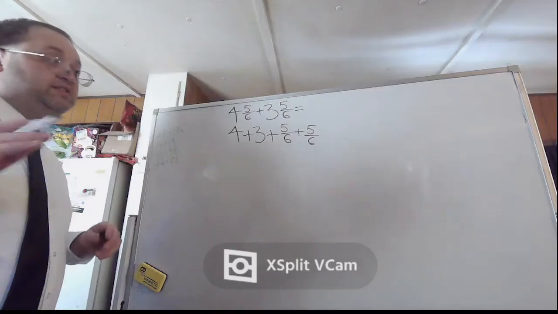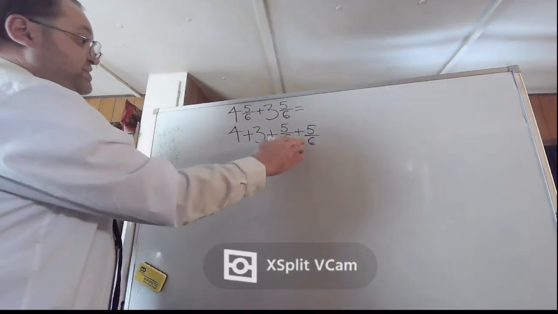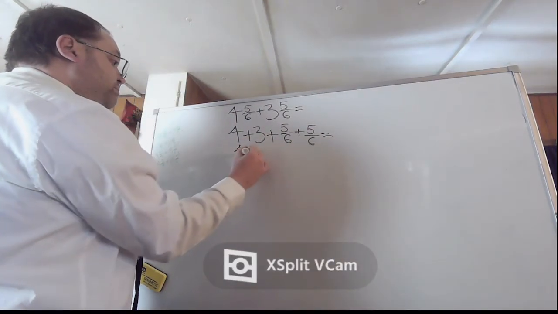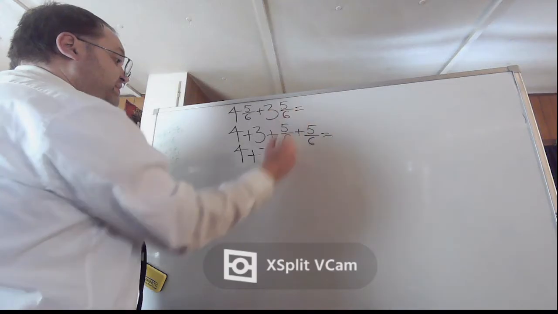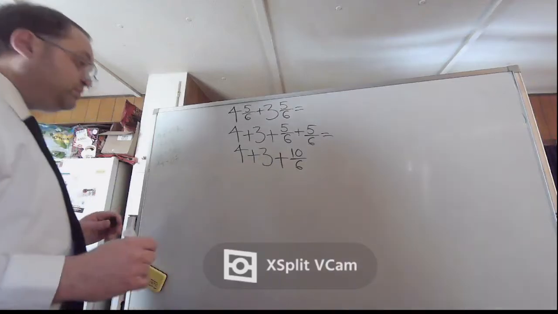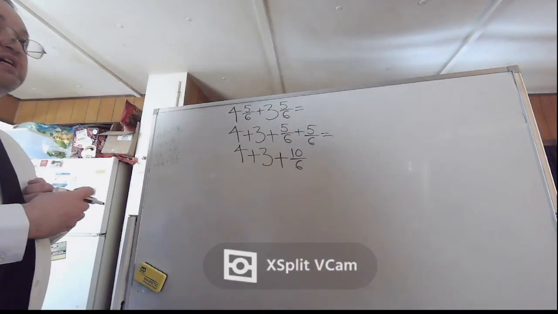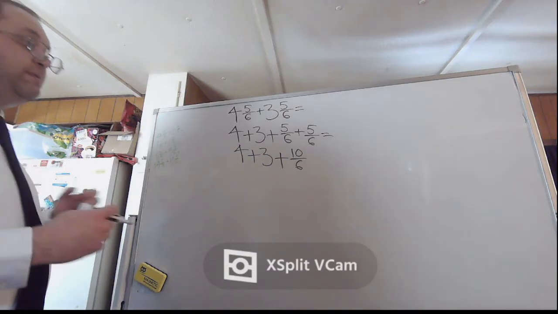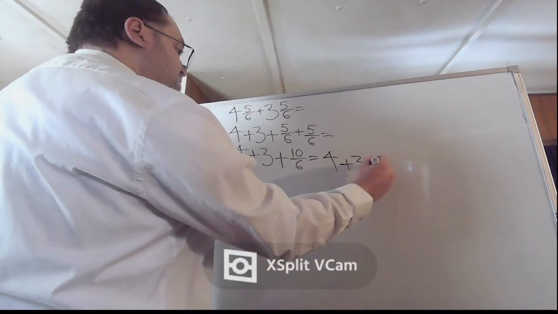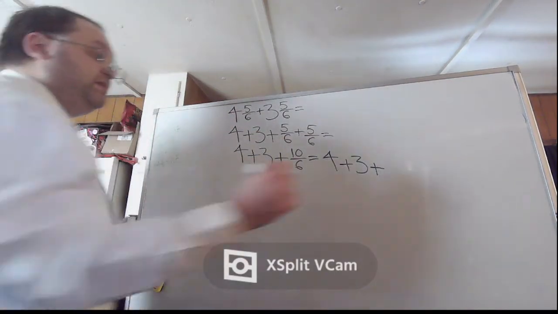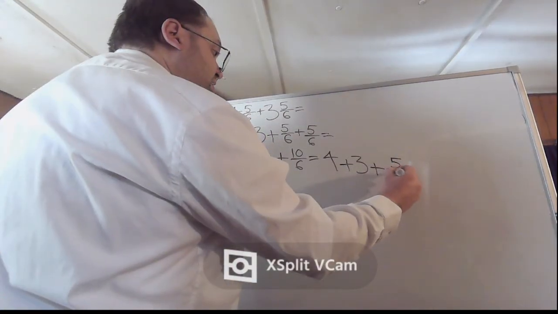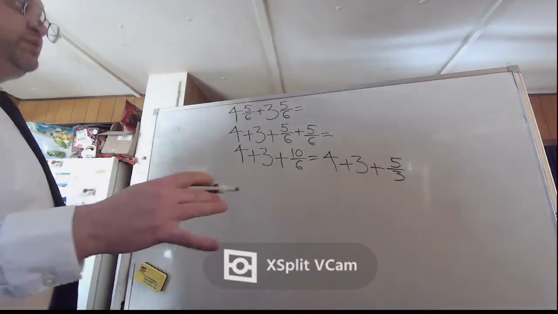So now, let's focus on adding the fractions. They have the same denominator, so we can just go ahead and add them. So you'll have 4 plus 3 plus, 5 plus 5 is 10, 10/6. Well, 10 and 6, we know there's a common 2 that can factor out. If you divide 10 by 2, you get 5. You divide 6 by 2, you get 3. So you're left with 4 plus 3 plus 5/3.